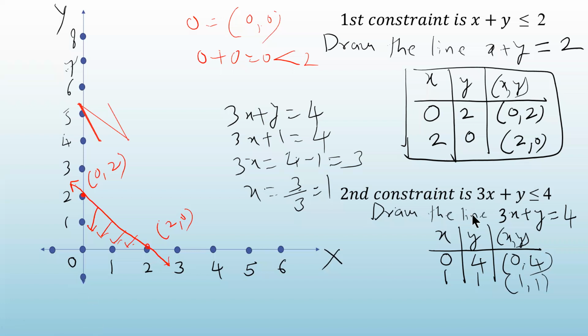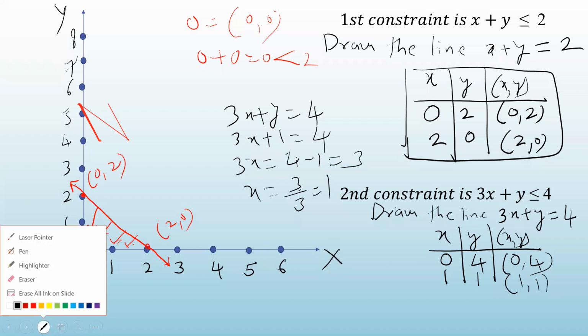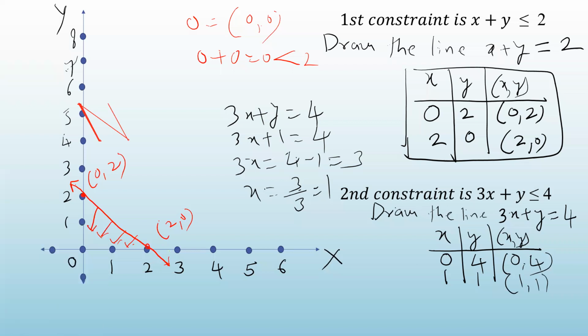Now I'm remembering. So now you have to plot these 2 points on the graph paper. Let me use another color. So (0, 4) is this point. Where is the point (1, 1)? It is here. This point lies on both the lines. So join these two from here to here. And you can see 1.33 something will come here. So this is the line. So we have drawn the line 3x plus y equal to 4.